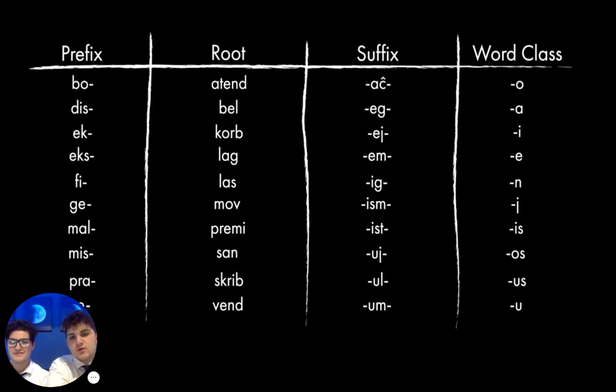Okay, now let's get the root san, which means health. However, when you add word classes to it, the word kind of changes, as in when you use the root san and you use the word class and you get the word san in Esperanto, in English it means healthy. Healthy. However, if you change the to the o, so you get san o, it goes back to mean health. Health, exactly. It goes back to mean health.